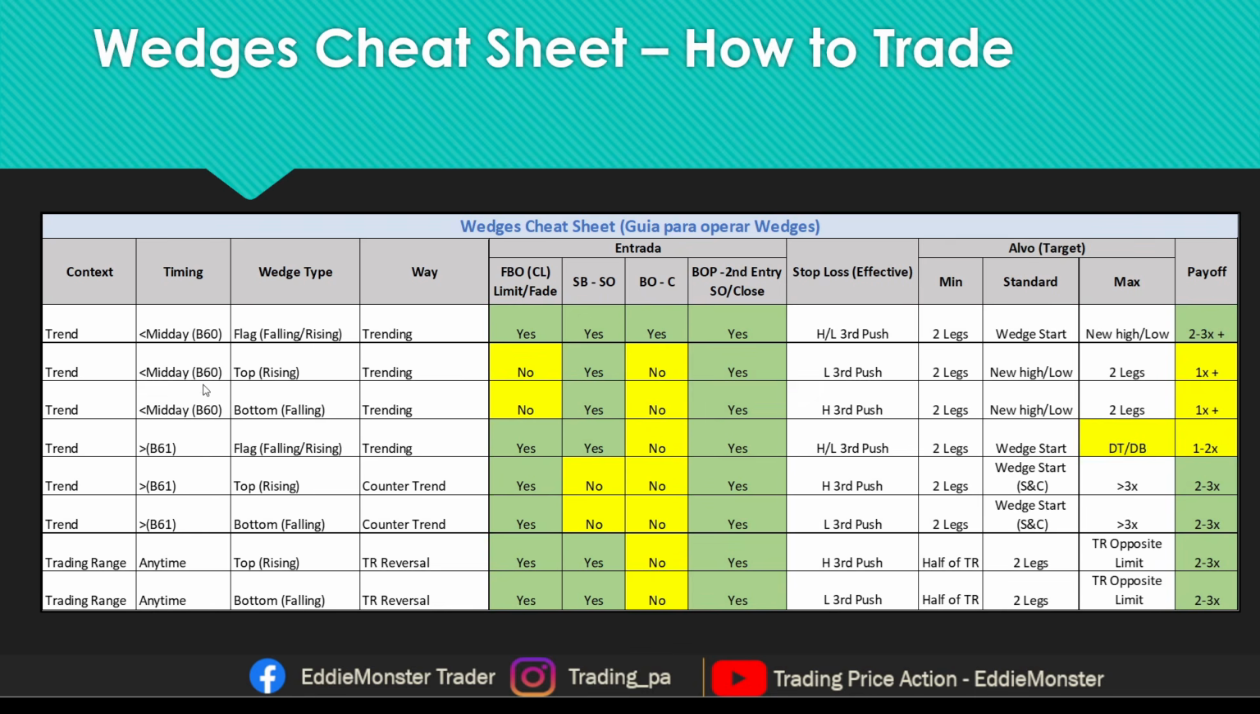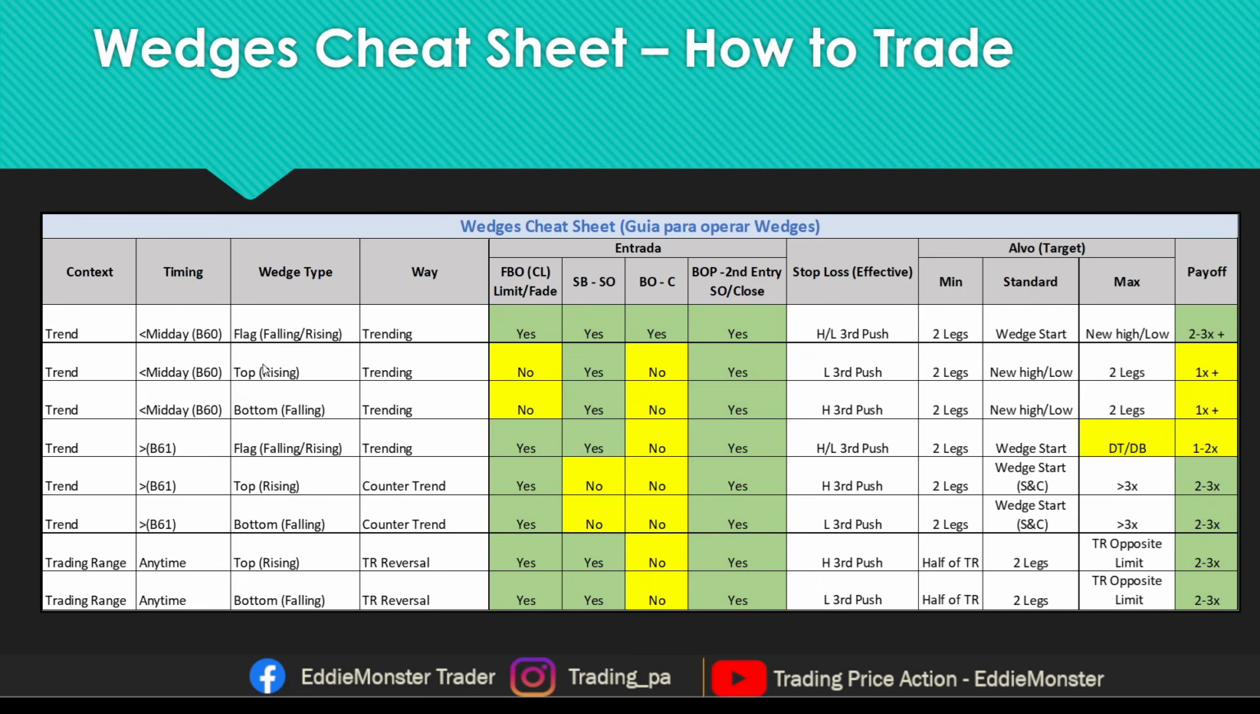Then when you are in a trend, right, and you have a wedge top, and you're operating trending, you need to wait for the breakout of that. That's basically it, and a good signal bar, right? It doesn't have a good payout because we are in a rising top and bottom, so probably this is not the best. Of course, we're looking for continuity in a top rising wedge, so that's not common.